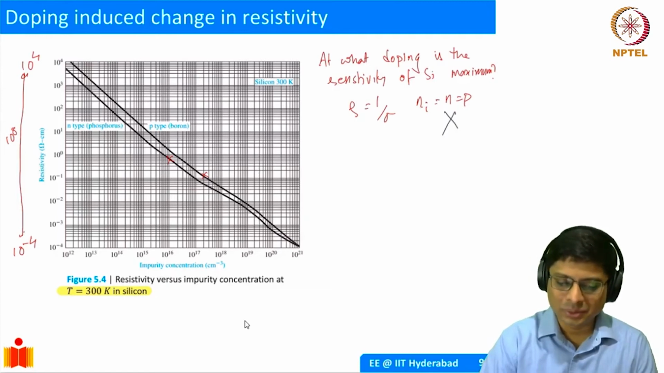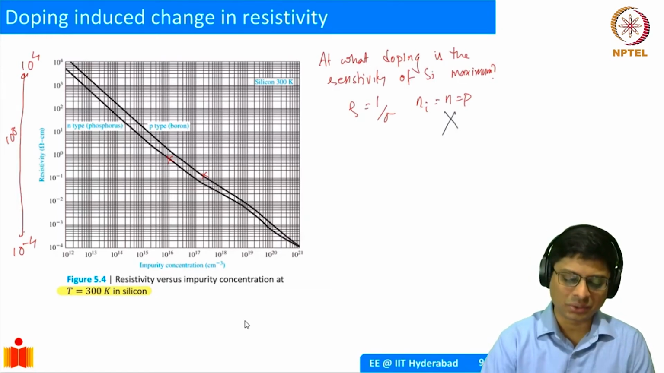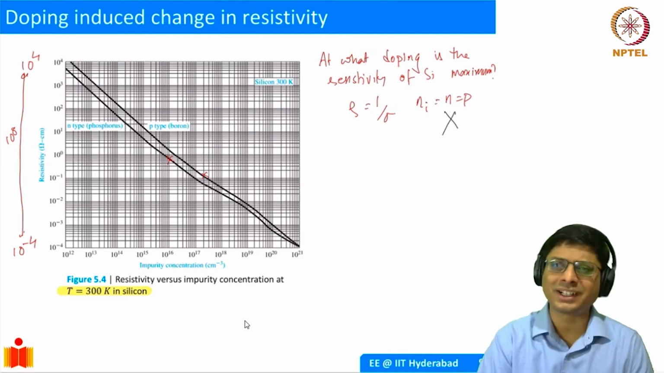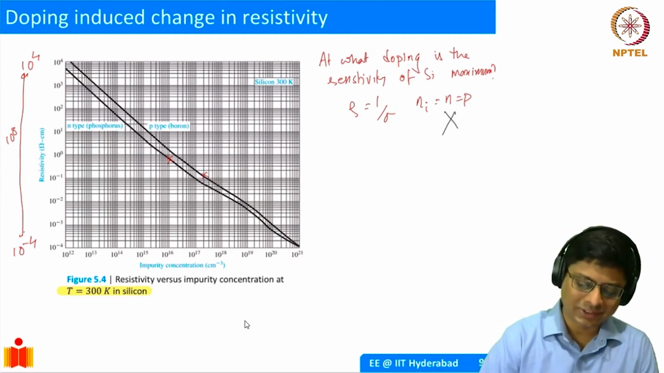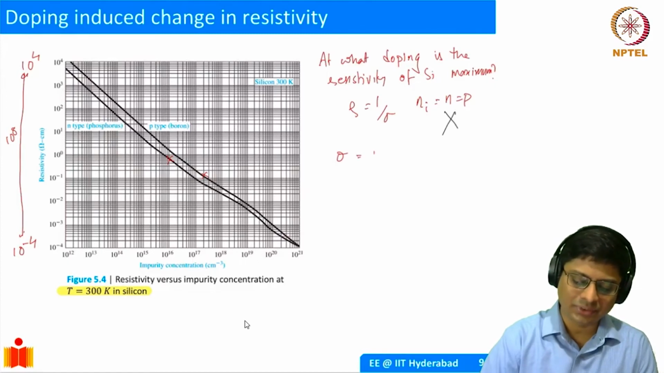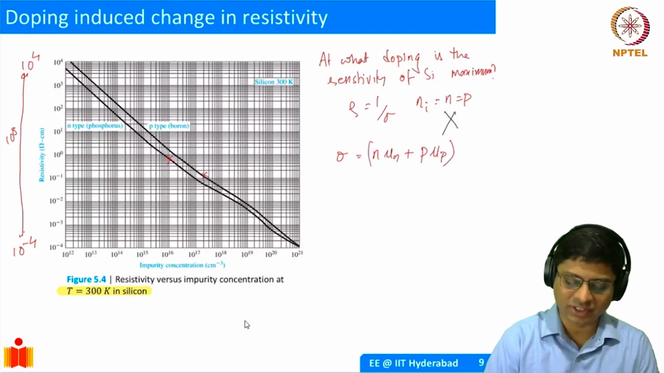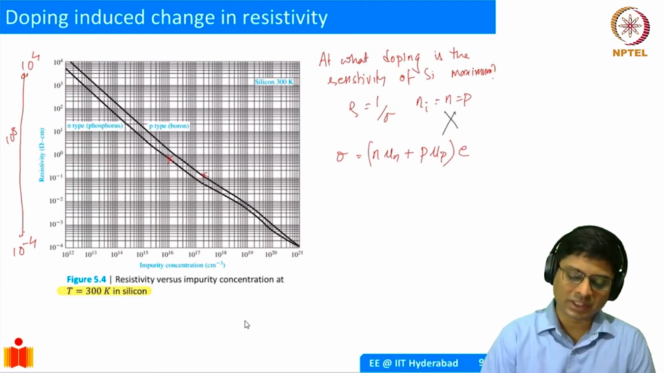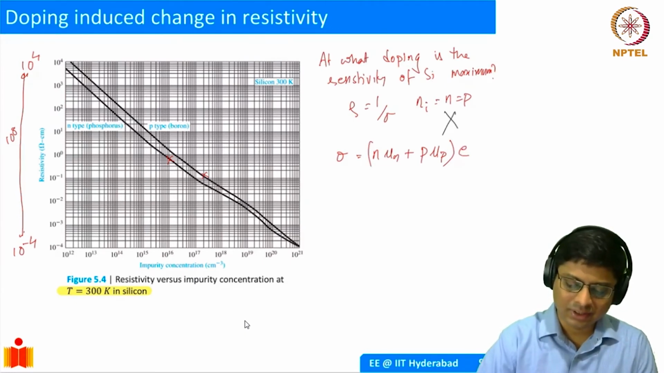To do that, you could talk of resistivity maximum or conductivity minimum. Both are the same, so I'll say conductivity minimum. Sigma is going to be N times mu n plus P times mu p, and the whole thing is multiplied by charge E. But you remember in equilibrium conditions, P is going to be Ni square by N.